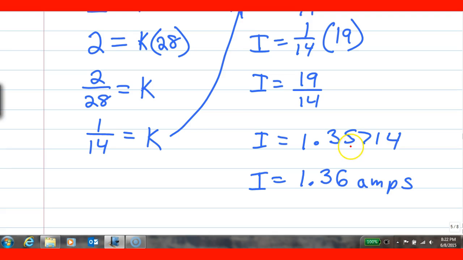So I'm going to come out here. I see that my 5 right here is going to be my second decimal place. Next to it is a 7, so I'm going to round that 5 up to a 6. So it's 1.36 amps approximately.